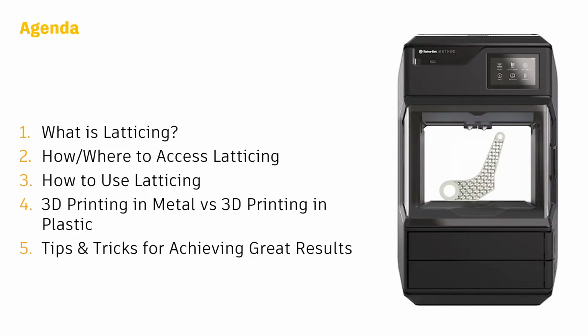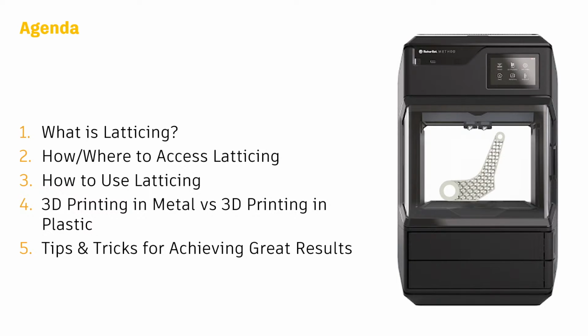Perfect. So we're going to start off by talking a little bit about what is latticing, and how and where to access latticing, like how to turn it on within Fusion 360. We're going to cover how to use latticing in quite a bit of detail, and then we'll talk a little bit about 3D printing in metal versus 3D printing in plastic, specifically for the latticing application. And then we're going to get into tips and tricks for achieving great results. That, in my opinion, is going to be probably your favorite part. But let's get into the good stuff.